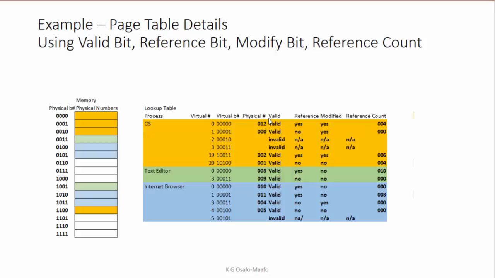So we have valid, that is, is it currently there? Have you brought it in? We have reference, that is, did someone actually use it? Modified, did someone change the page or that part of memory in any way? And reference count, how many times has the process touched or used that part of memory? Now remember that it's possible to bring in some part of memory and the process does not use it, because maybe the software or the OS was anticipating you would use it a lot, brought in a lot of memory, and you didn't end up using most of it.